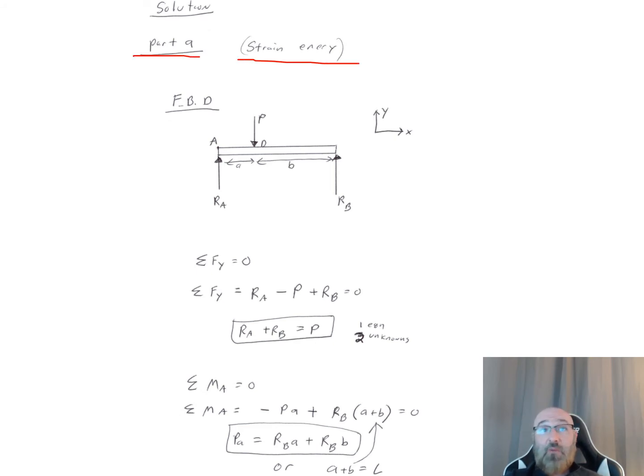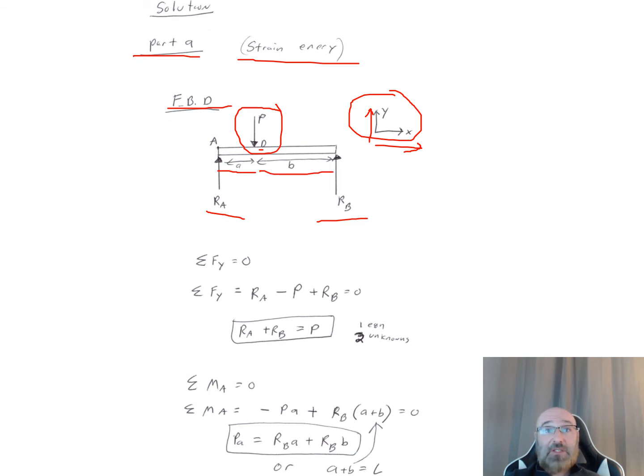For this, what I want to do first is create my free body diagram and my chosen coordinate system. I'm going to go with the standard x positive to the right, y positive going up, and draw my free body diagram. I have my beam here, AB. I have my reaction force here, R sub A, and my reaction force at B, R sub B. I have my load P acting at this point D here. I know my distance from A to D is this lowercase a, and from D to B is this lowercase b.